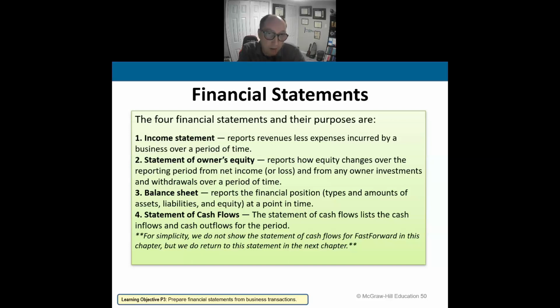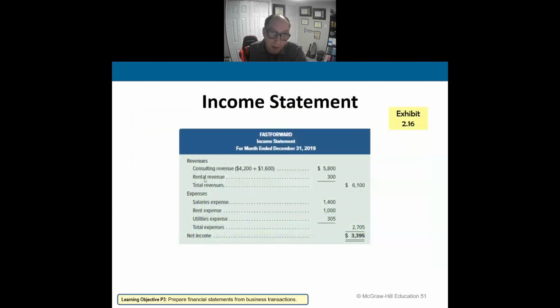The income statement is revenue minus expenses equals net income. The statement of owner's equity represents changes over time based on the owner's investments and withdrawals. The balance sheet represents the balances of your assets, liabilities, and equity at any given point in time. The statement of cash flows represents cash coming in and out of the business for operating activities, investing activities, and financing activities. You probably recall this slide from the previous chapter because I'm showing you how everything's connected, how everything flows.